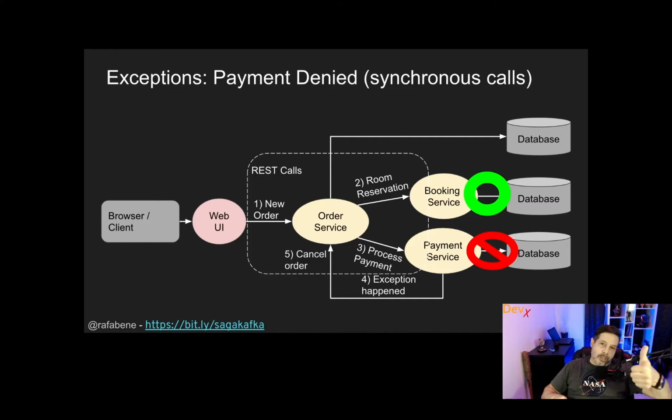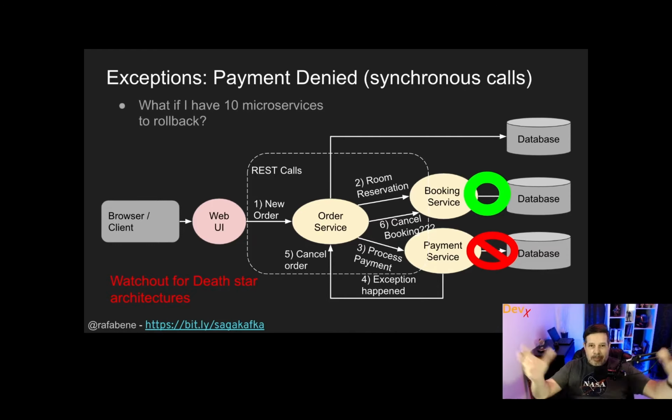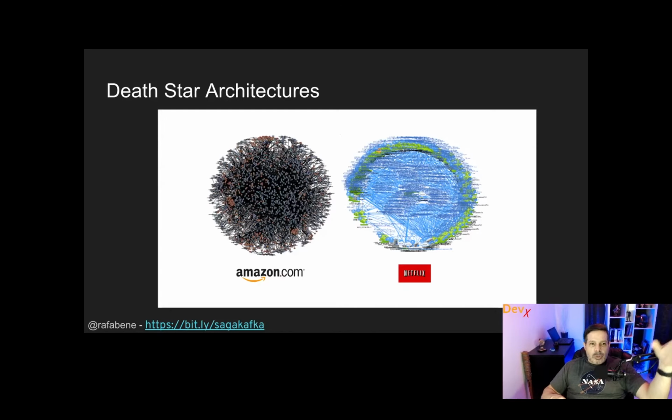Should we cancel the order? Okay, that's fine, but who will cancel the booking? Is it the payment service that will cancel the booking, or is it the order service that will cancel the booking? So we should watch out for Death Star architectures. Imagine that you have 10 microservices to roll back. Can you spot the complexity? This diagram here gives you an idea of what a Death Star architecture is.